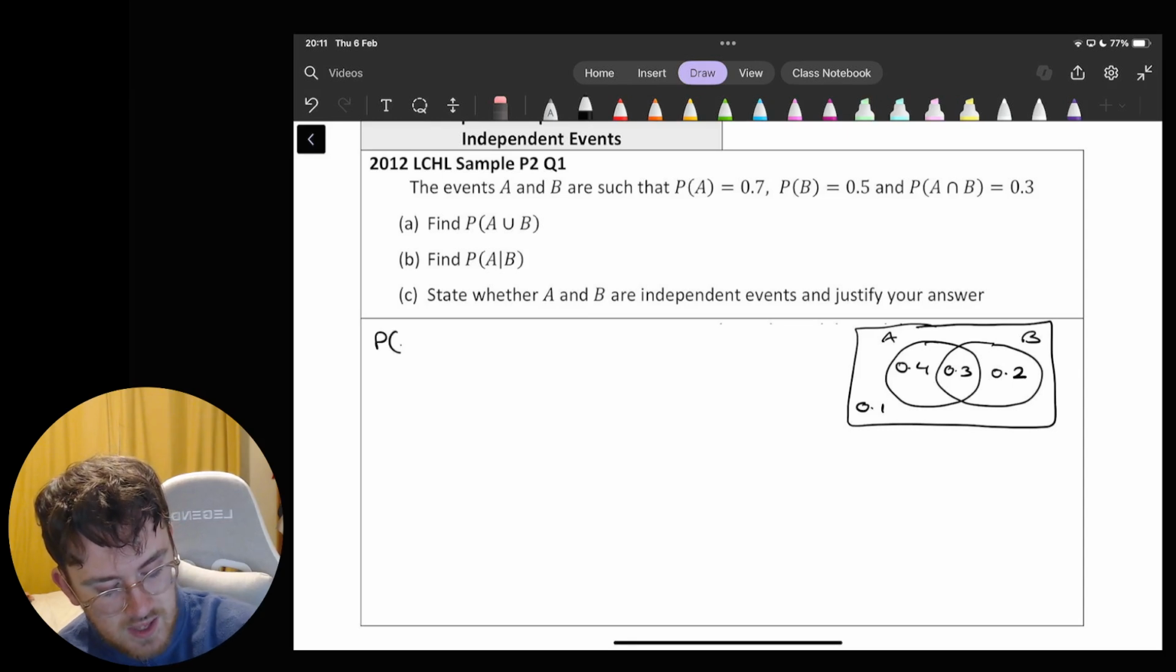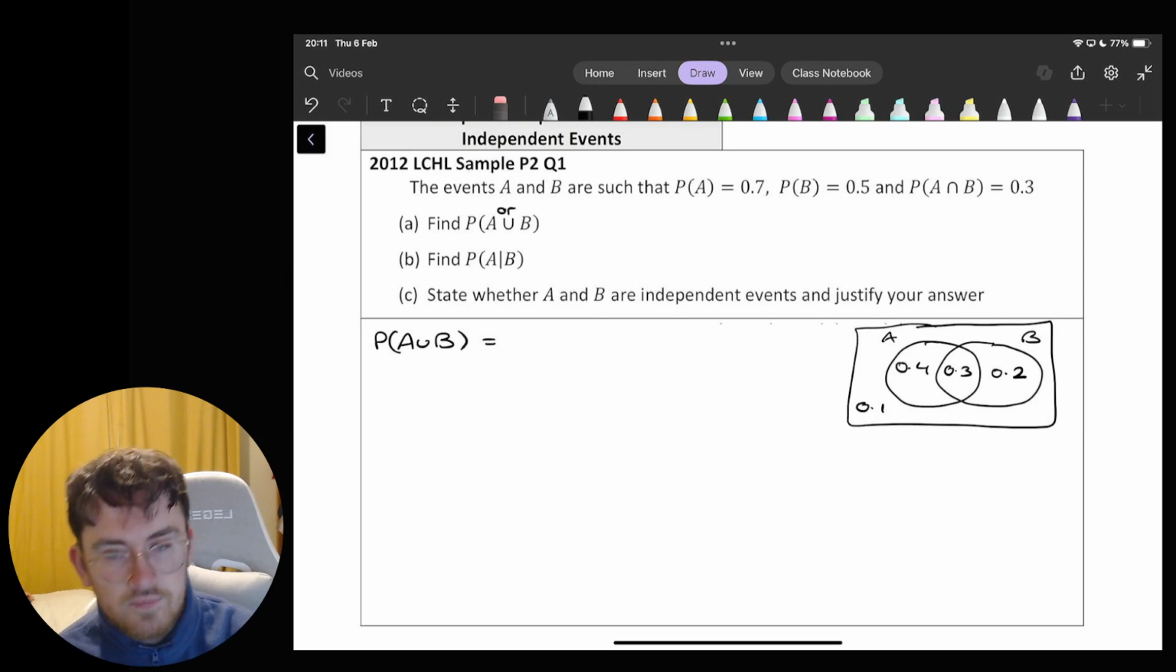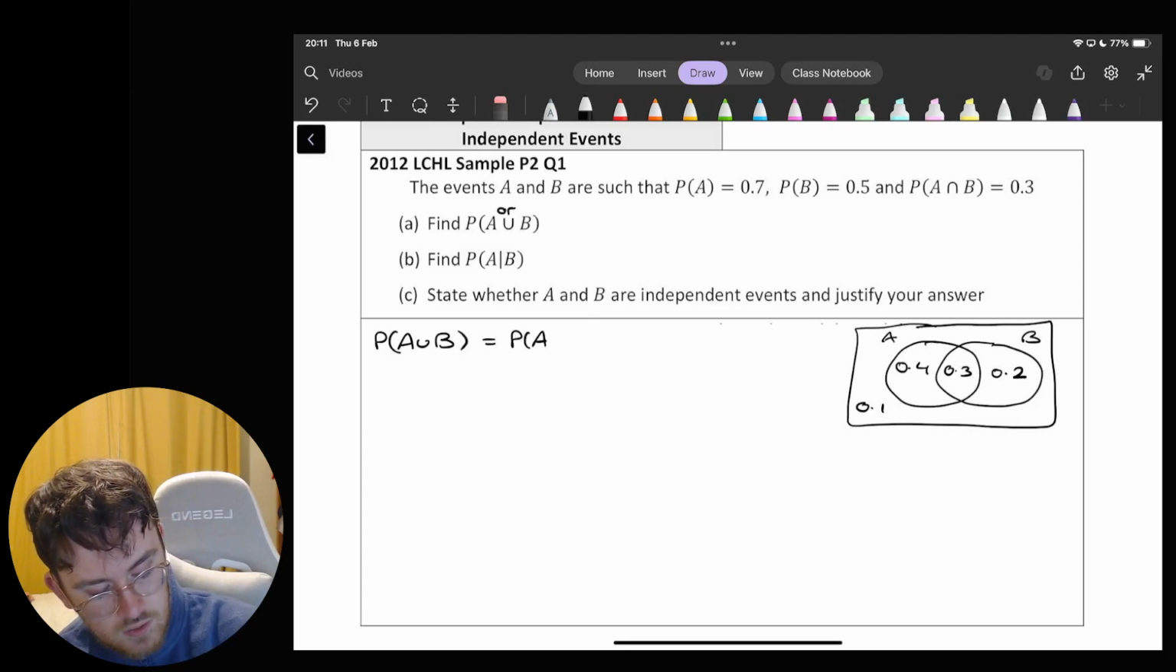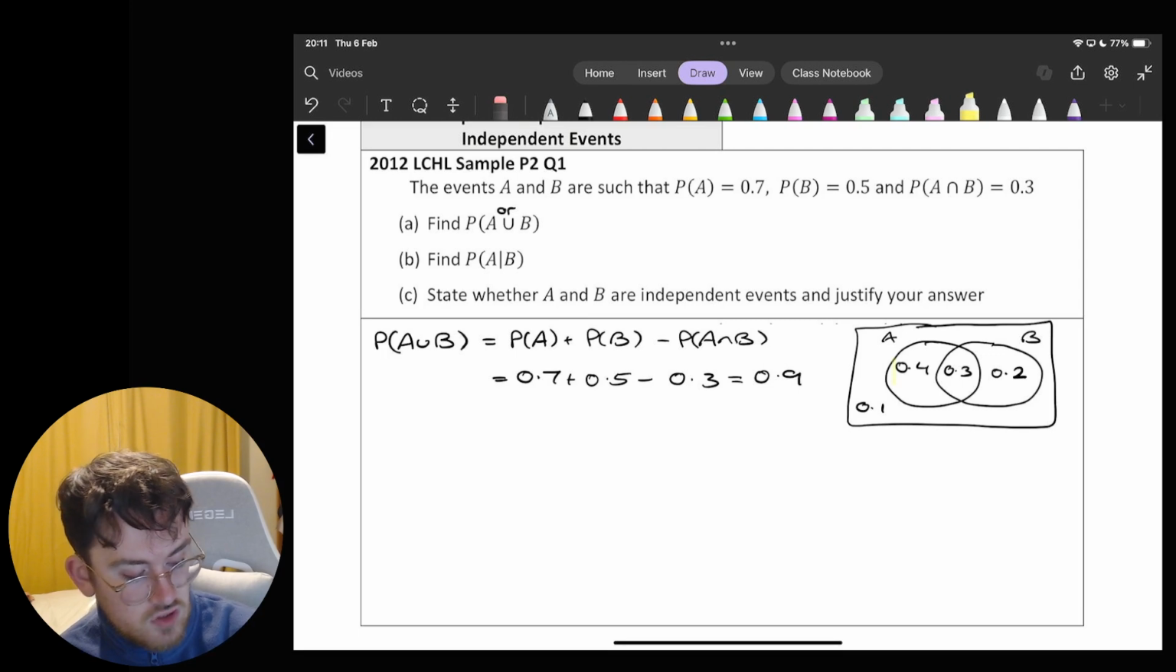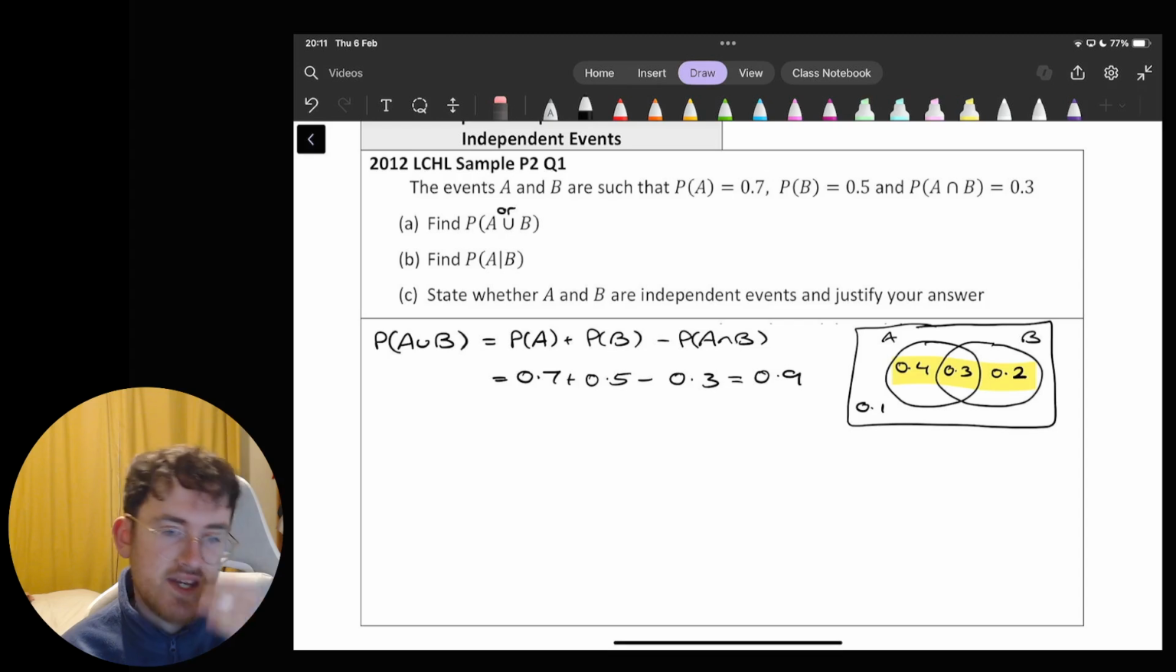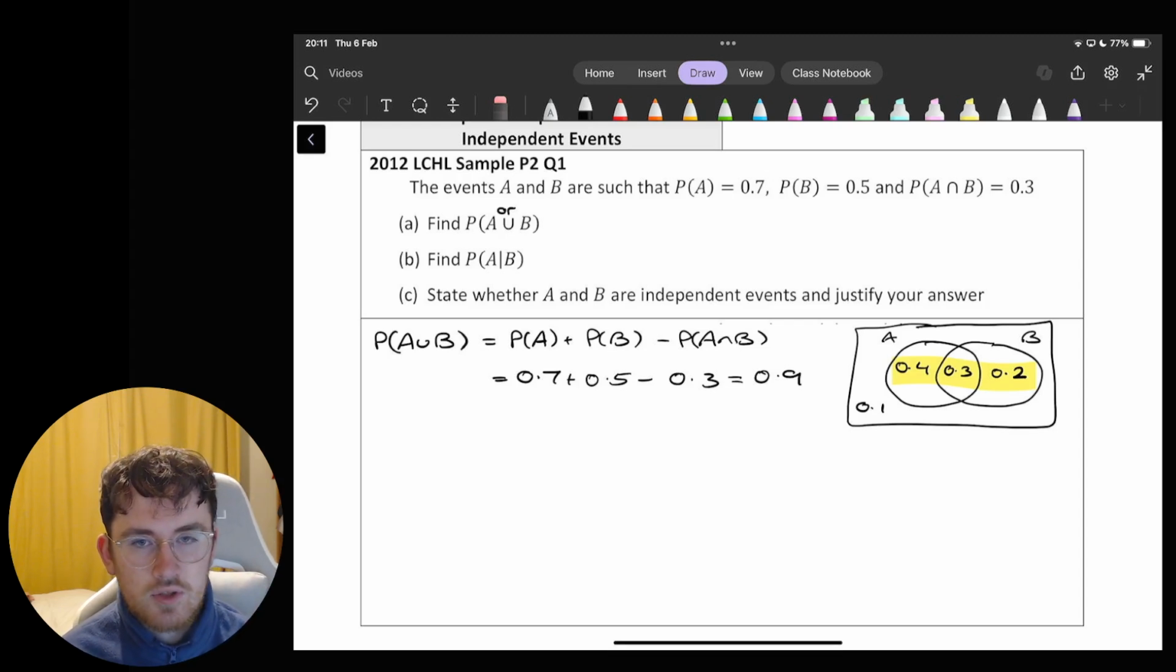Find the probability of A union B. Remembering that this is OR, this is kind of the word OR here. And the probability of A union B, or A or B, is A plus B minus both. Again, we could just add it up from my Venn diagram here, but 0.7 plus 0.5 minus 0.3 gives me an answer of 0.9, or I could have read that straight from my Venn diagram. And we can see how in my Venn diagram I adjusted for the fact that the 0.3 was in each of those sets A and B.